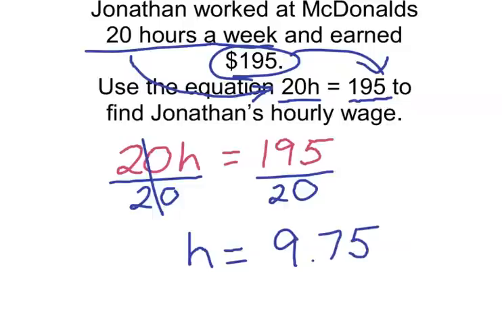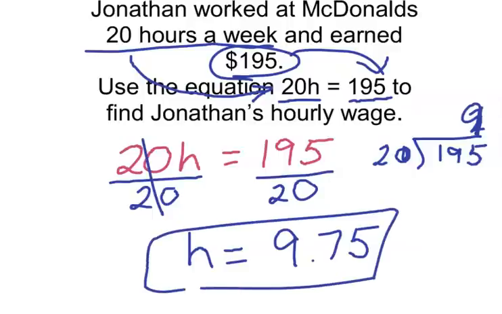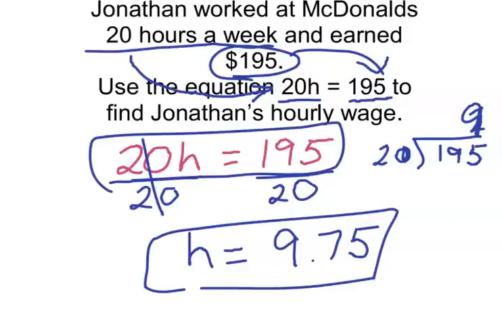We could have done it this way, dividing 20 into 195, but I kind of did the shortcut already. So it goes into it 9.75 times. That would be our answer. It says use Jonathan's equation to find out Jonathan's hourly wage. Well, each hour, Jonathan makes $9.75. So that's how we solved it. We just got the variable by itself, and that's all we had to do. All right, that's all for that one.